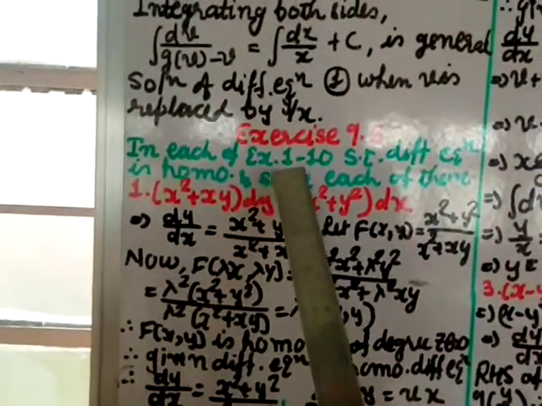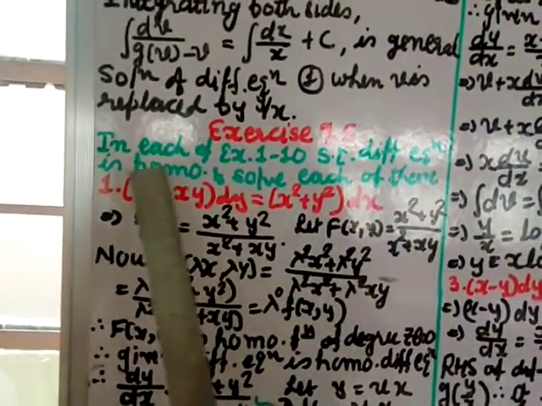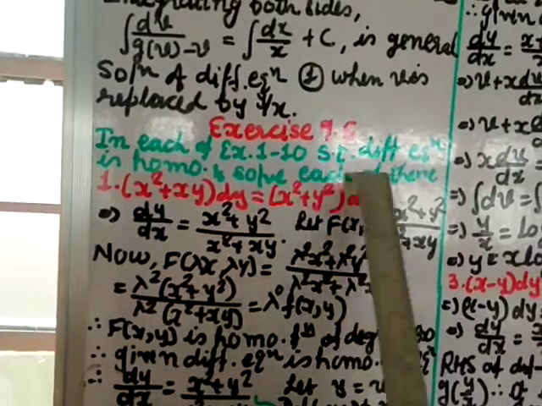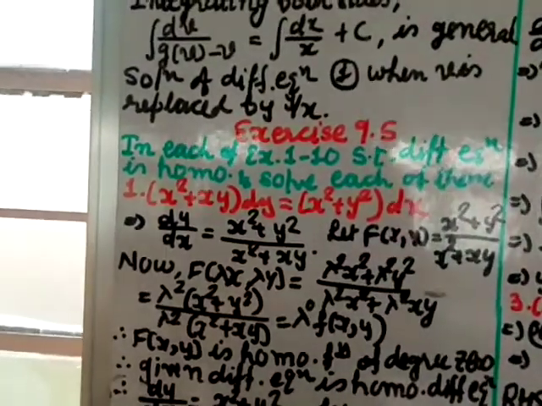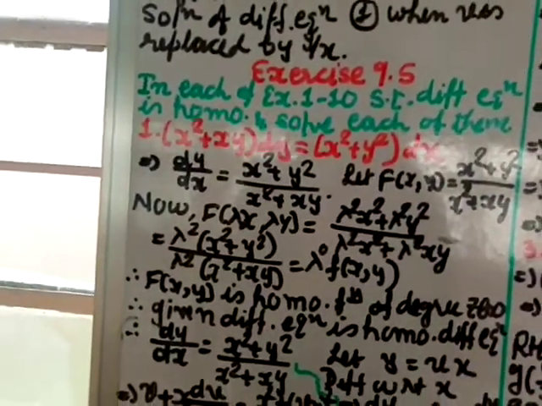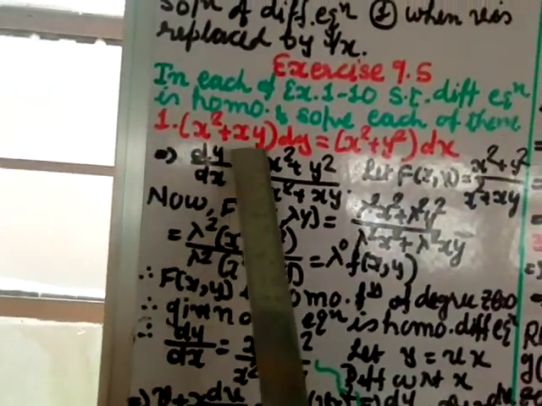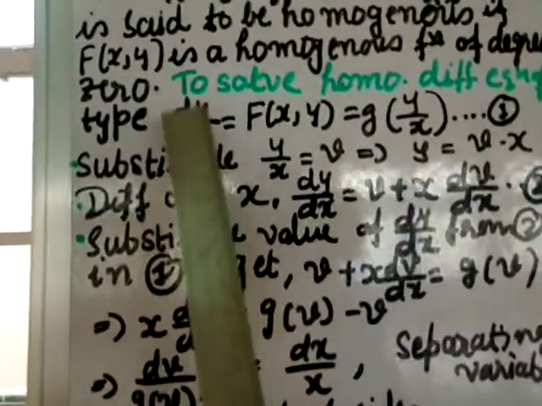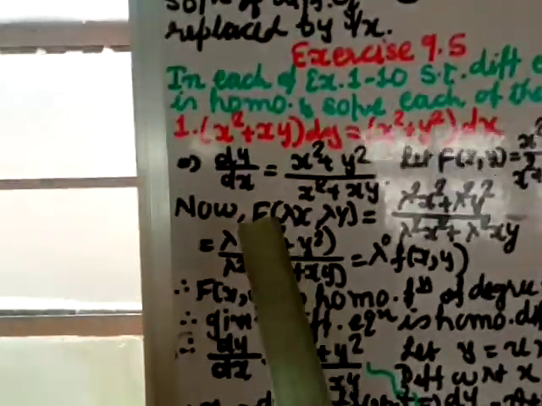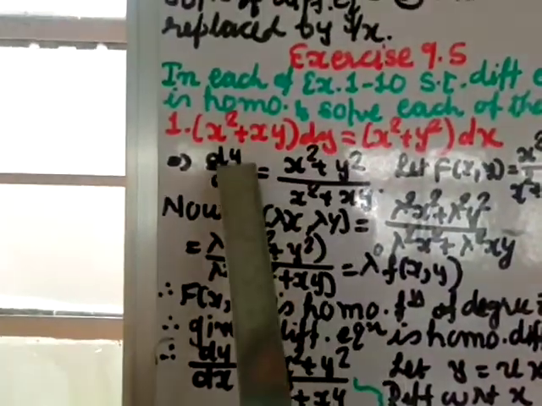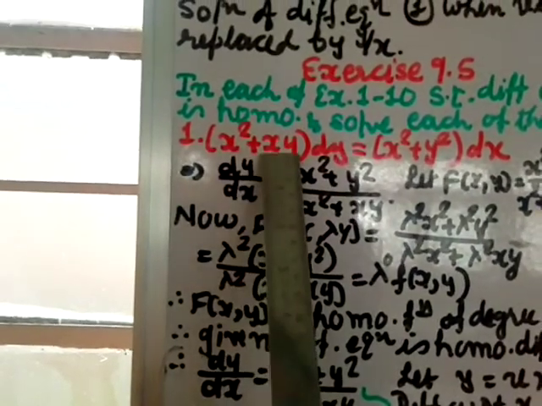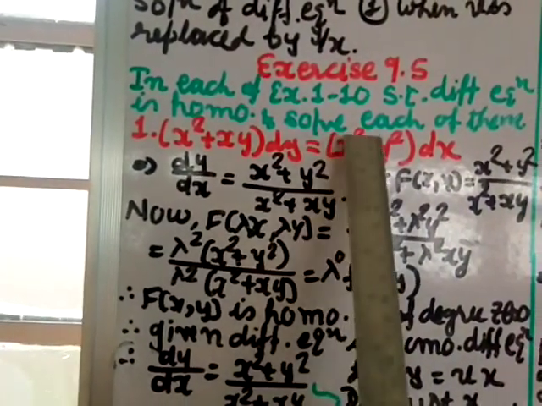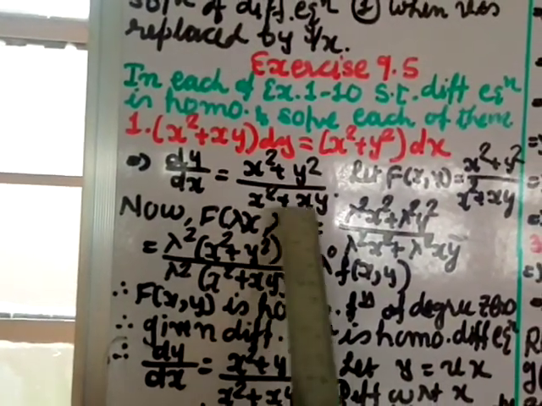In each of exercise 1 to 10, show that the differential equation is homogeneous and solve each of them. So first you have to check whether they are homogeneous and then we have to solve them. Number 1, x square plus xy dy is equal to x square plus y square dx. First we have to write this in dy by dx equal to f of x, y form. So transferring dx here, we get dy by dx, and x square plus xy goes in the denominator, so we get x square plus y square divided by x square plus xy.